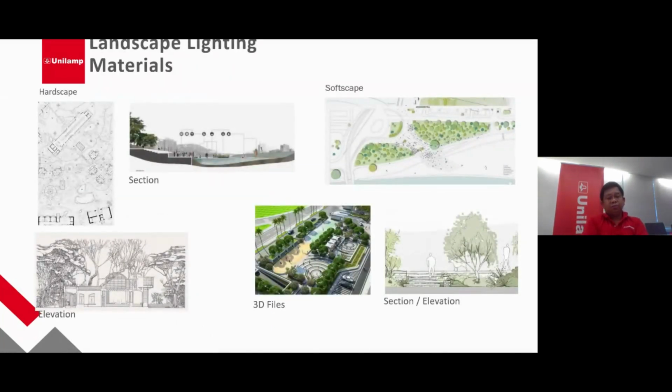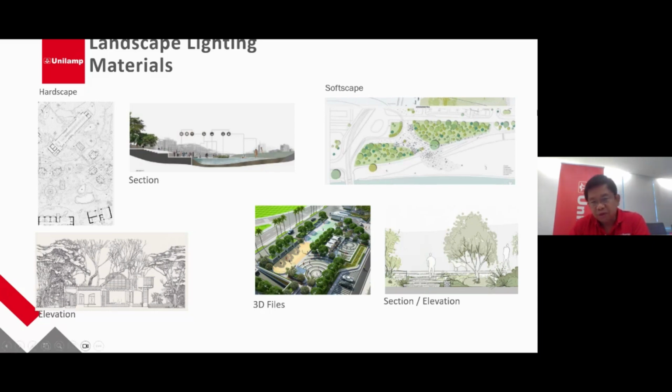So landscape materials: normally, if we're working with landscape design, as I mentioned earlier, we have the hardscape and softscape. What we need is the hardscape drawing, probably the site drawing or the landscaping drawing. Sections and elevations are very important also, so we can properly determine the height of the trees and structures, and if there is a swimming pool, the depth of the swimming pool. Then we can specify the right luminaire for certain applications.